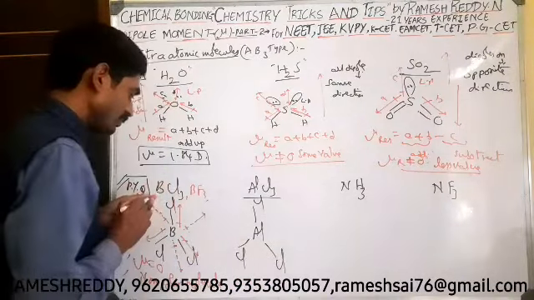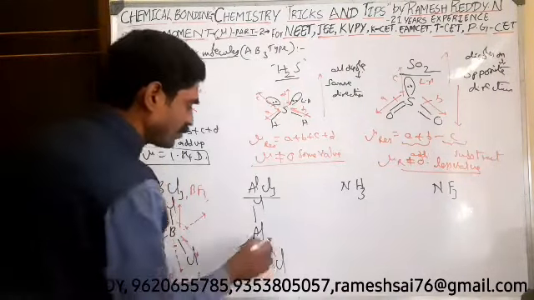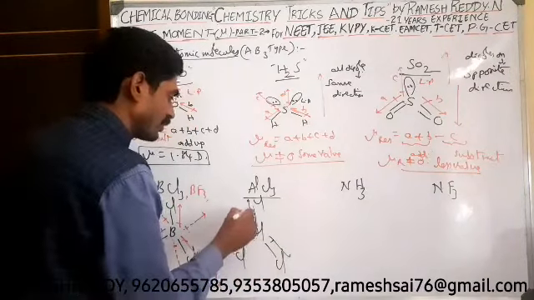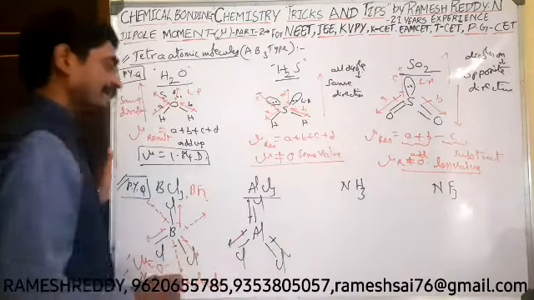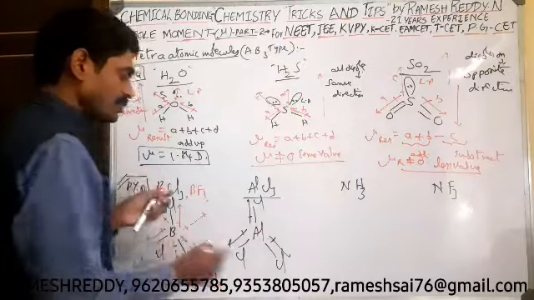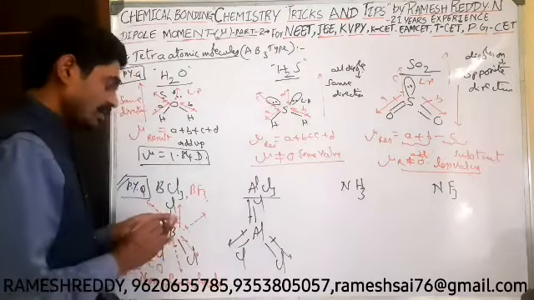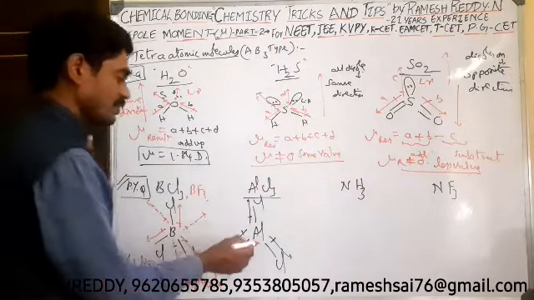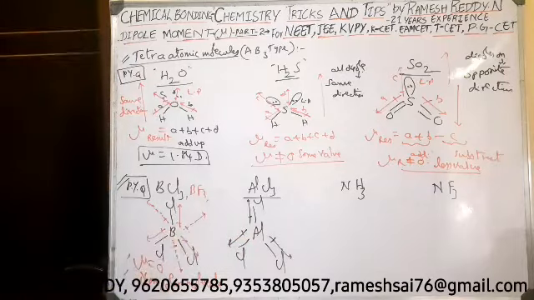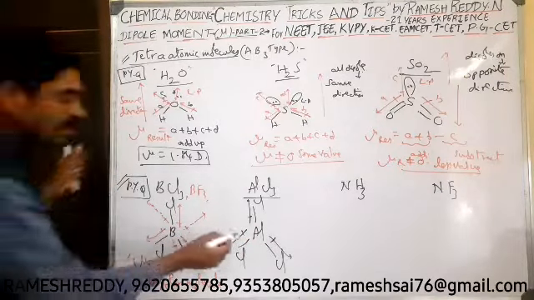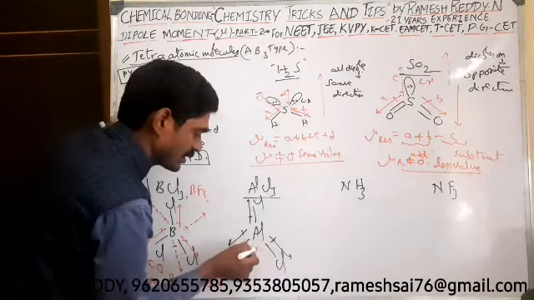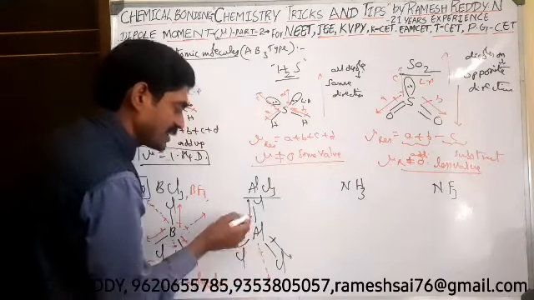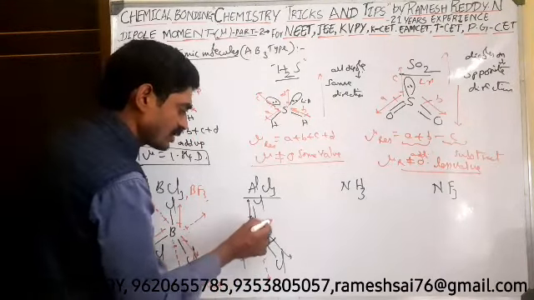And here, as you know, chlorine is more electronegative, so the dipole moves toward the chlorine atom. So the 3 dipoles are there. The resultant of all these dipoles is a vectorial combination. So these 2 dipoles operate in this direction, and it is cancelled with this one.